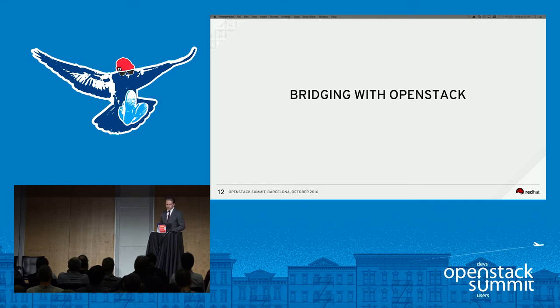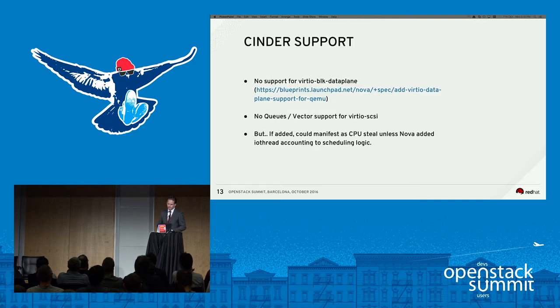So, bridging with OpenStack. Cinder doesn't quite yet have support for the virtio block data plane. There's a blueprint up, so that's something that will be a work in progress. I was unable to find a way to use the queues and vector support that's available with virtio SCSI that allows you to have multiple IO threads through Cinder.